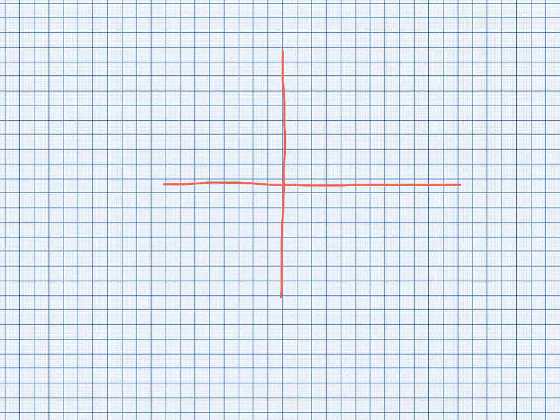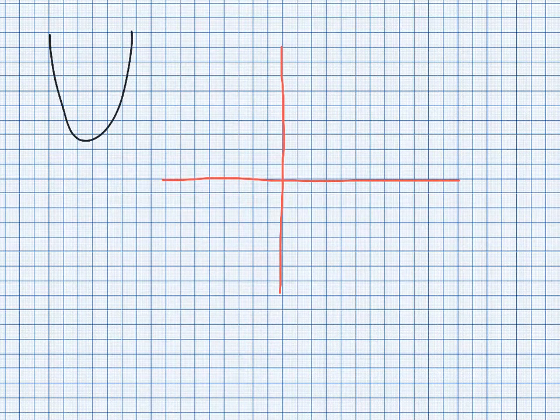Okay, in this lesson, I'm going to show you how to draw quadratic graphs. These are different from linear graphs, which are straight lines. These are curved graphs, and they look a bit like this. That's a positive parabola, and this is a negative parabola.